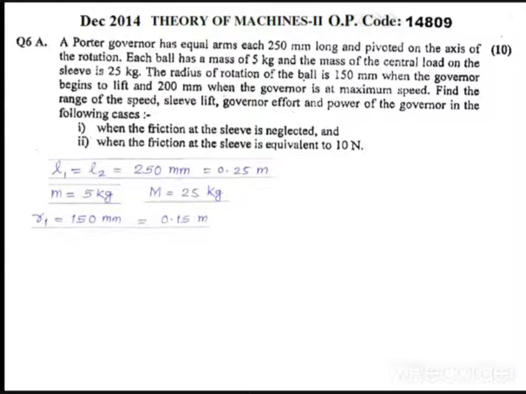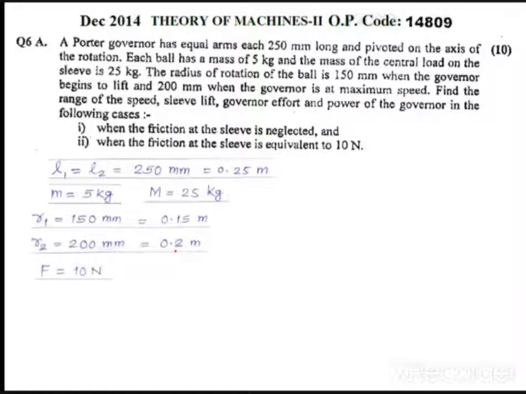Then they are saying the radius of rotation of the ball is 150 mm when the governor begins to lift. Means what? The governor is at minimum speed, that is at N1. So at N1, what is r? r1 is 150 mm. Take it in meters, 0.15 meter. Similarly, they have given that when the governor is at maximum speed, r is equal to 200 mm, 0.2 meter. Find the range of the speed.